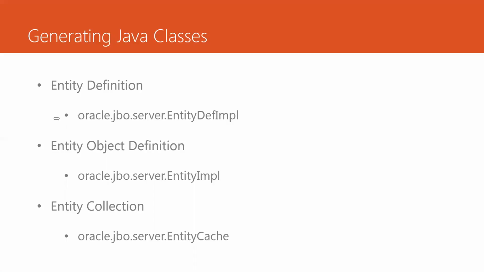Entity def IMPL is the backing class, which is an inbuilt framework class, which will represent the entity definition as a Java class. So ADF has an internal implementation of that. We don't look into that. But suppose if we want to extend the definition object and customize it, we will extend this class and write our own code in the extended class. Similarly, for the object definition also, there's a base class called entity IMPL.